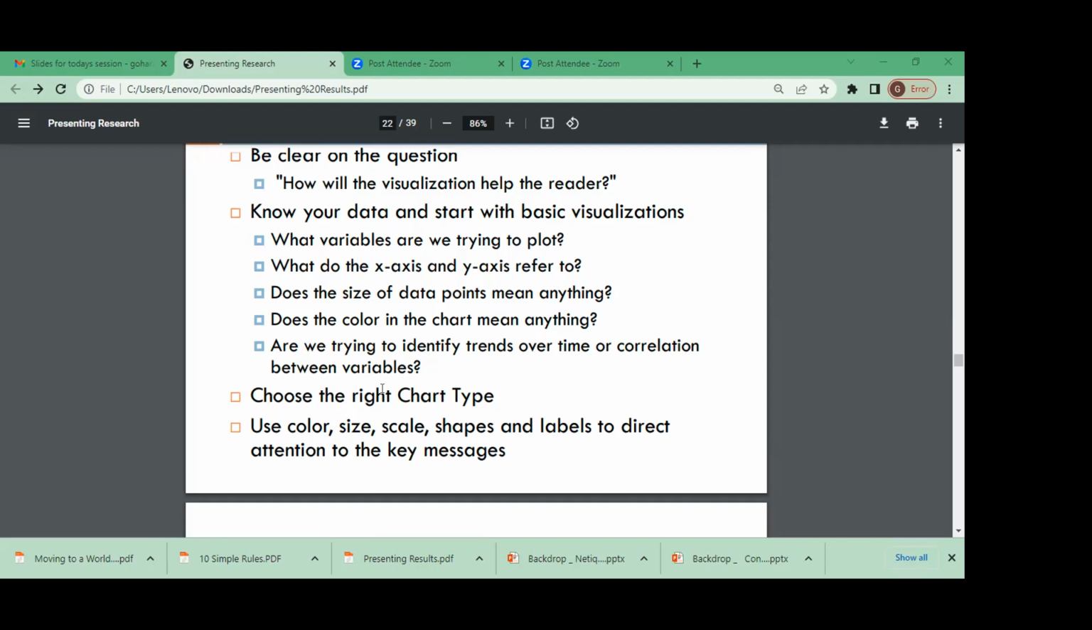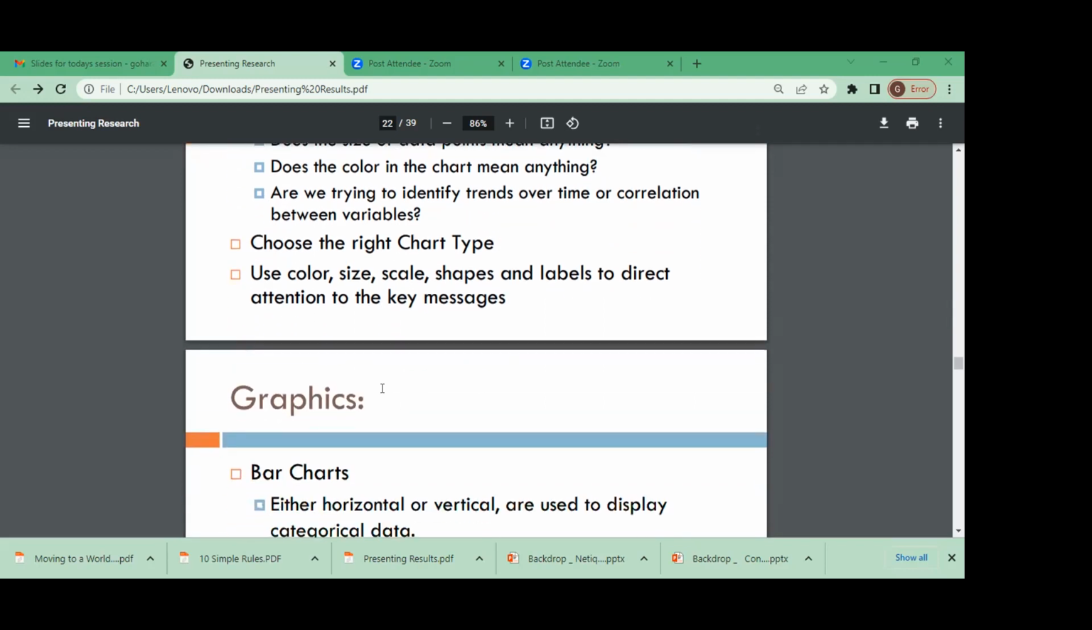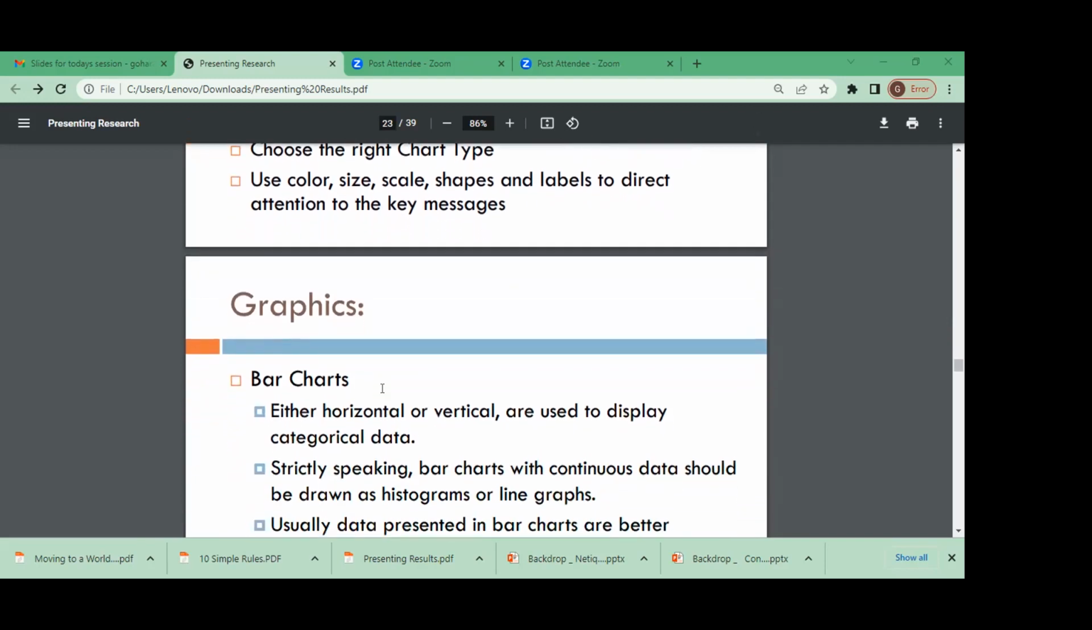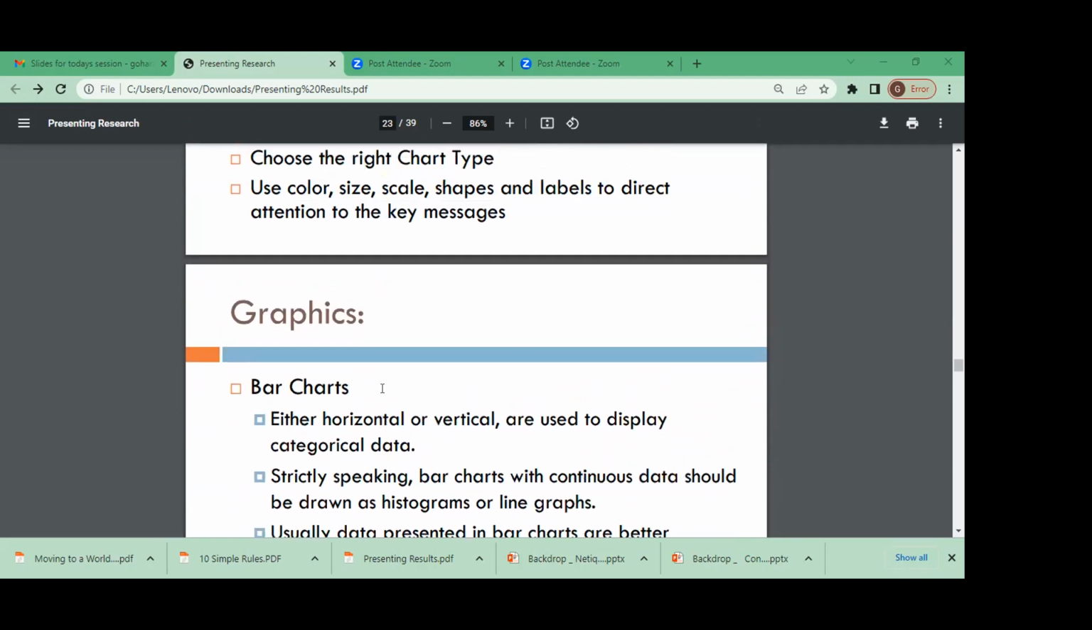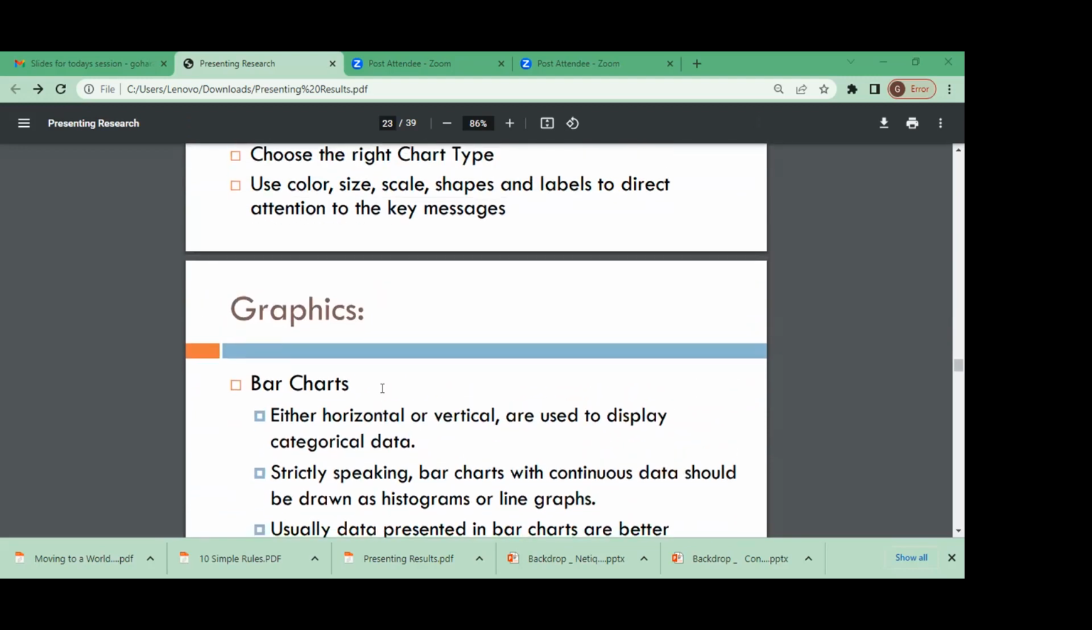You have to decide what goes onto the x-axis and what goes onto the y-axis. Does the size of the data points mean anything? Does the color of the chart mean anything? Are we trying to identify trends over the correlation? You really need to think about it and use color, size, scale, shape, and labels to direct attention to the key message.